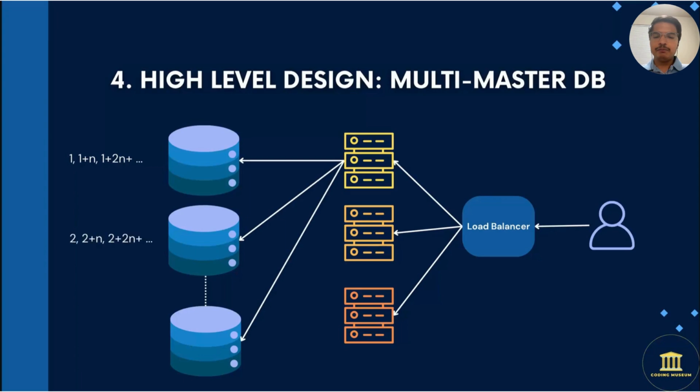And so on, the other databases should also generate IDs. For example, the second can generate from 2, 2 plus n, 2 plus 2n, and so on. However, the main issue with this approach is that it doesn't scale well when servers are added or removed. For instance, if one server goes down, all the IDs that it was supposed to generate are no longer being created. This introduces a significant reliability concern.